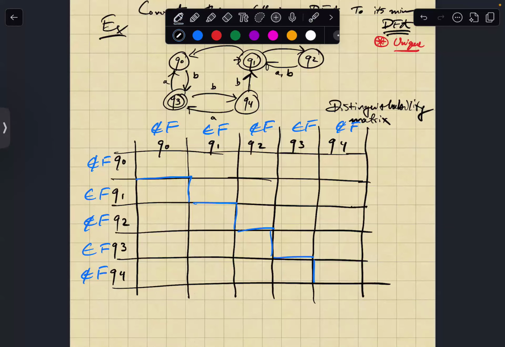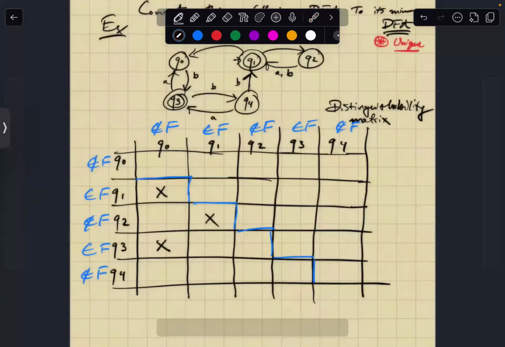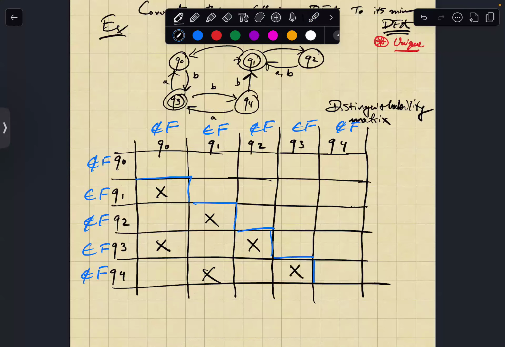Okay? So now I'm going to start marking X's in the table where I see that my base condition is met. So when is my base condition met? When a row is an accept state and a column is not an accept state or vice versa. So for instance, it's the case here. It's also the case here. It's also the case here. That's also the case here. It's also the case here. And then also here.